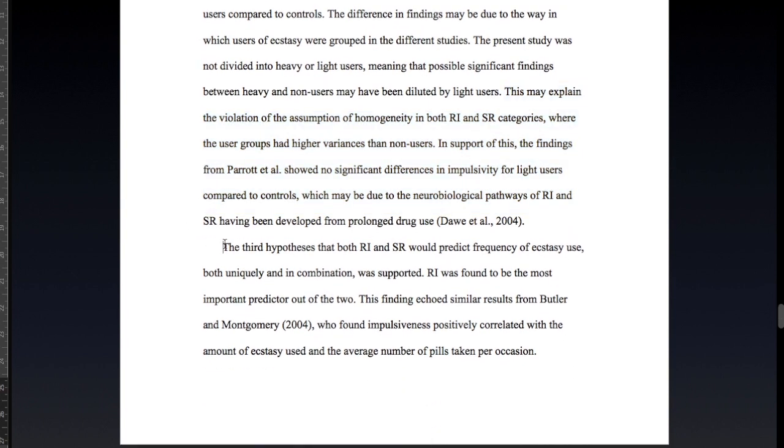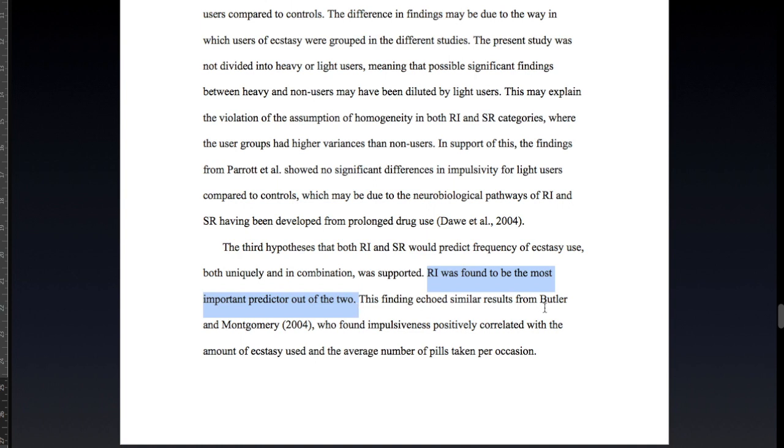So I'm offering an explanation of why hypotheses 1 and 2 weren't supported. And now I'm going to talk about the third hypothesis. The prediction that rash impulsivity and sensation seeking would predict frequency of ecstasy use, both uniquely and in combination, was supported. So you can generally do this in one sentence. Rash impulsivity is found to be the most important predictor of the two.